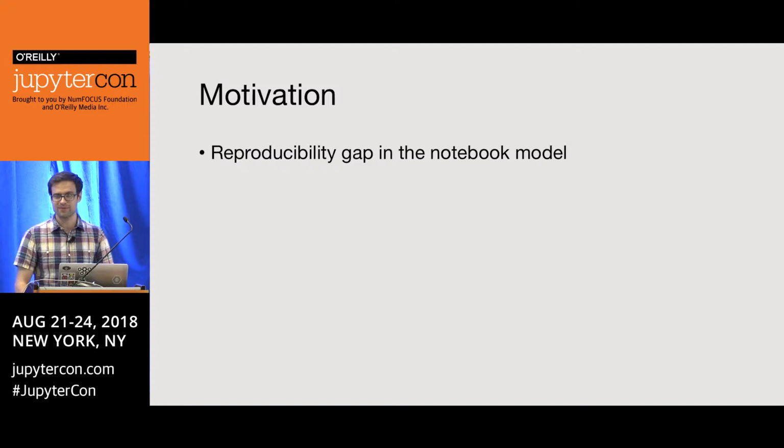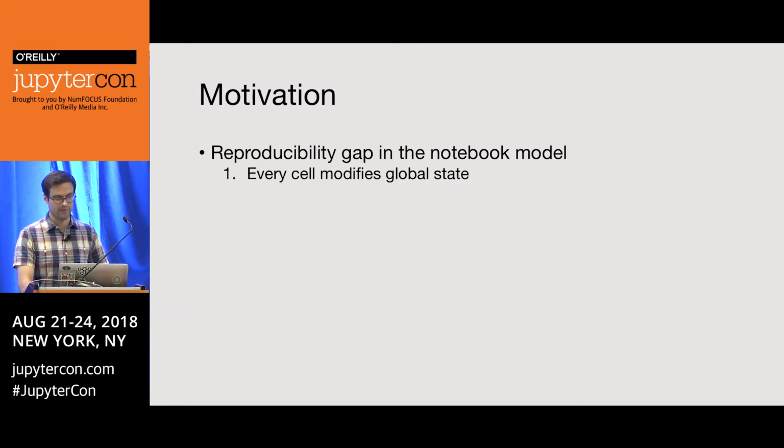So I think there's a reproducibility gap in the notebook model, and I think this is something that a lot of people are thinking about from a lot of different directions. And this is just one small piece of this, where I'm particularly thinking about this issue of how every cell modifies the global state and how that leads to dangerous situations in notebooks.